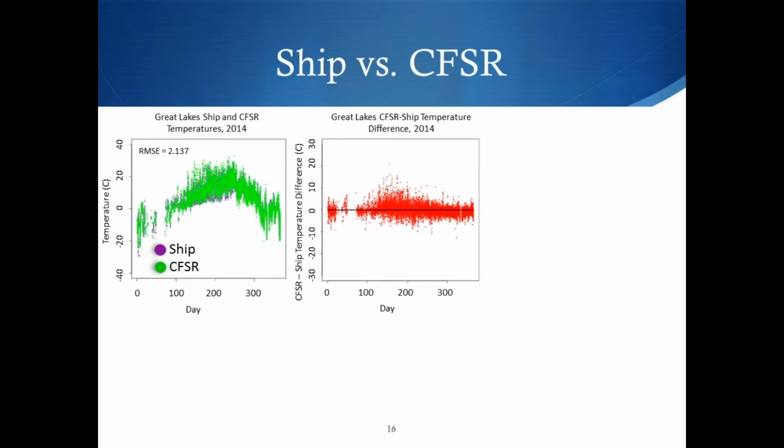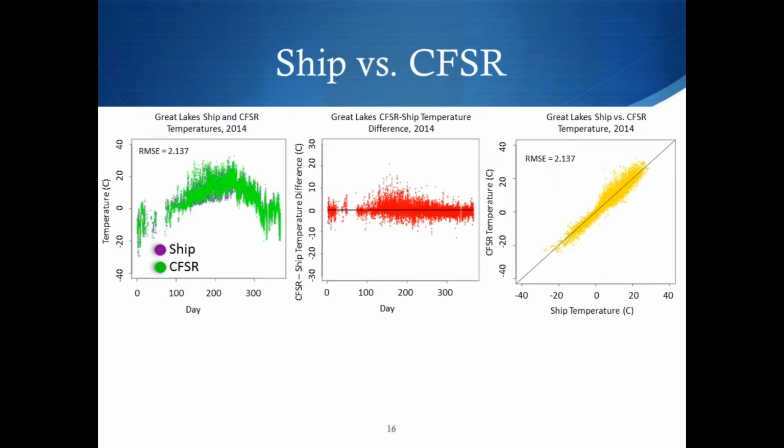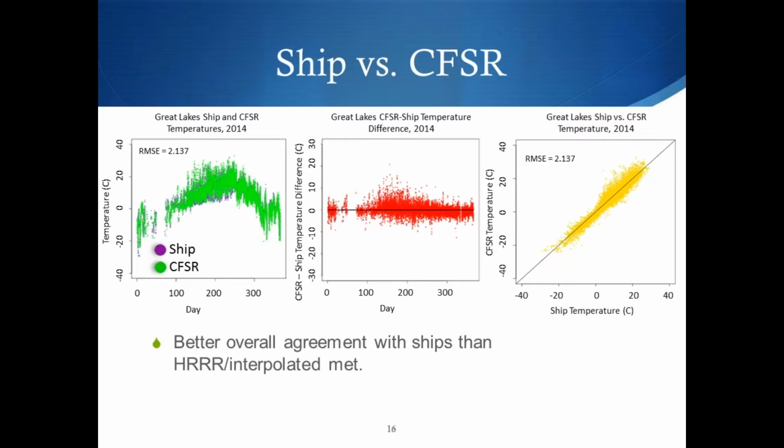And again, with the difference plot, you can see this. There aren't really any large biases either way for any particular time of the year. And the one-to-one plot shows most of the points falling along the one-to-one relationship line. Your root mean square error at 2.13 is lower than for HRRR and interpolated. So from this we got that there's better overall agreement with the ships for air temperature than with the HRRR and interpolated meteorology. However, if you notice in the difference plot during the summertime, there are a few larger outliers than when you compared it with HRRR and interpolated meteorology. So we thought that was kind of interesting.